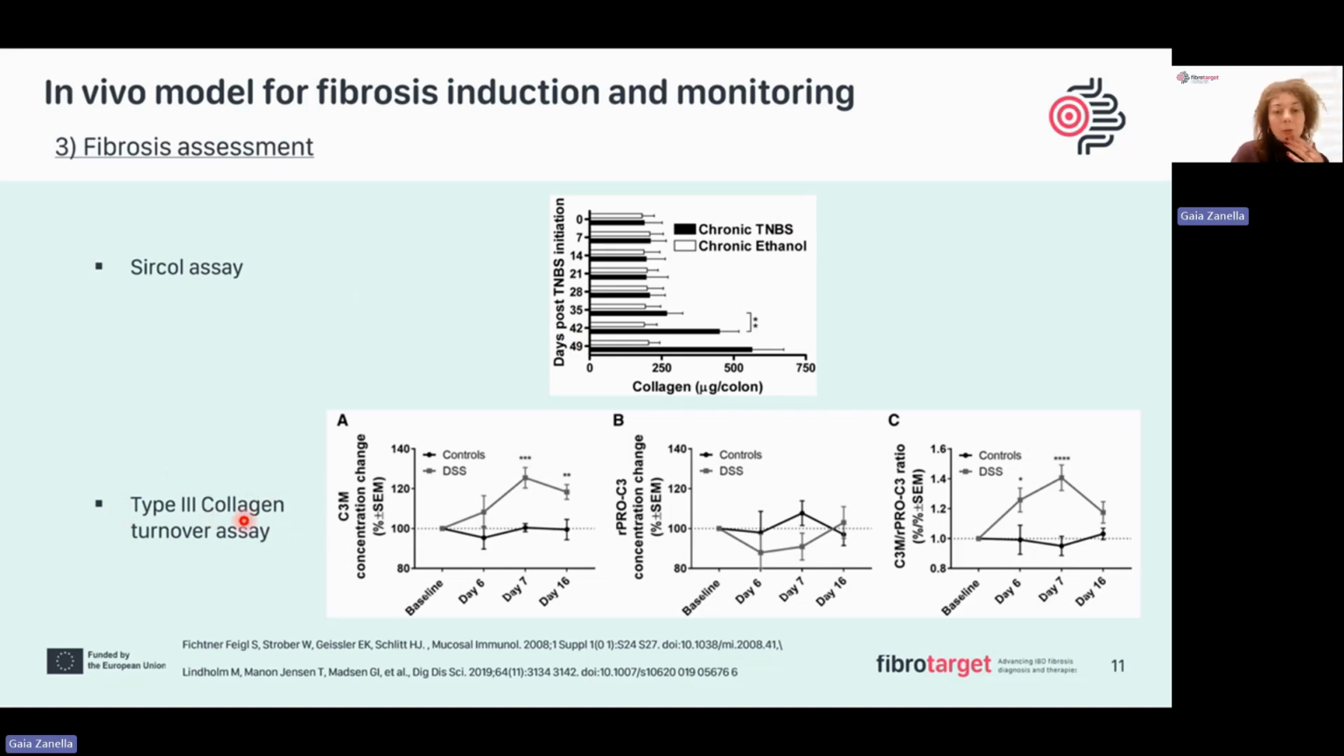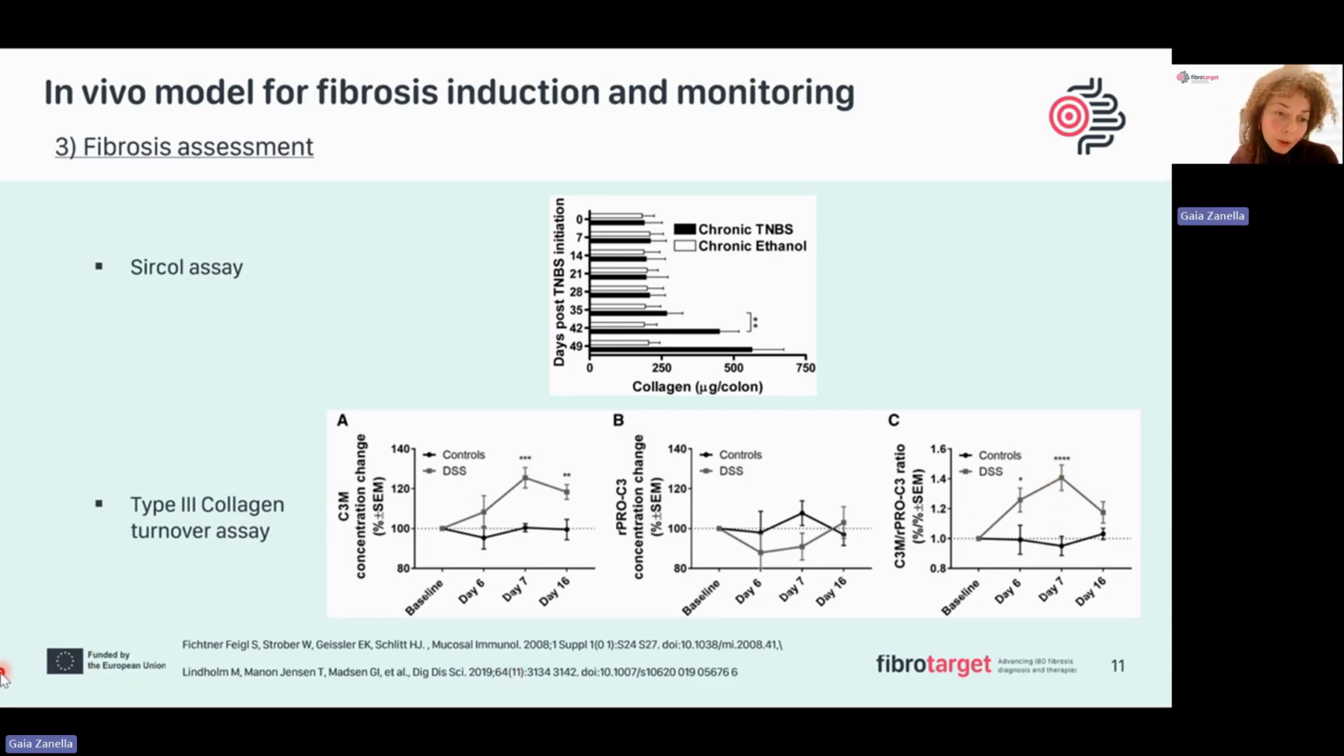Then we also have another type of assay that we are using in our lab, which is the type 3 collagen turnover assay, basically, that uses biomarkers for collagen degradation, such as C3M, and collagen production, so the PRO-C3. And basically the ratio between these two parameters shows how the turnover of collagen 3 is increased when mice are exposed to DSS compared to the control ones. And this happens actually already at the very early stages of DSS administration.